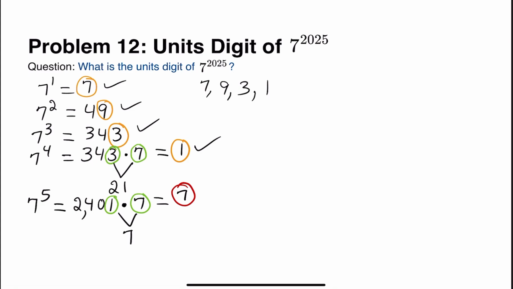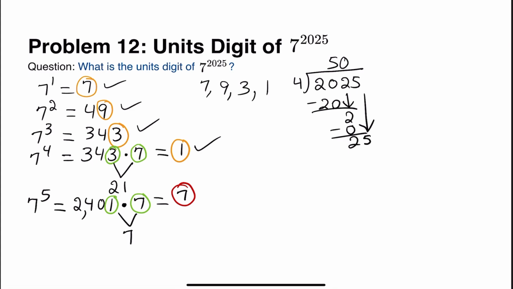Now, since it repeats every 4 powers, we have to take 2025 and divide it by 4. 4 goes into 20 5 times. 5 times 4 is 20. Subtract 20. Bring down the 2. 4 goes into 2 0 times. 0 times 4 is 0. Bring down this 5. That's 25. 4 goes into 25 6 times. Minus 24. You have a remainder of 1.